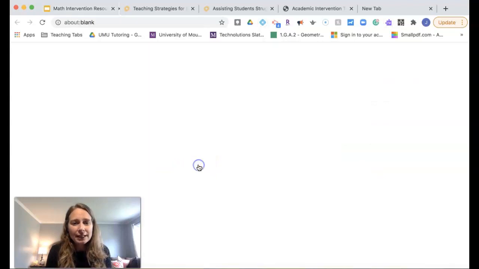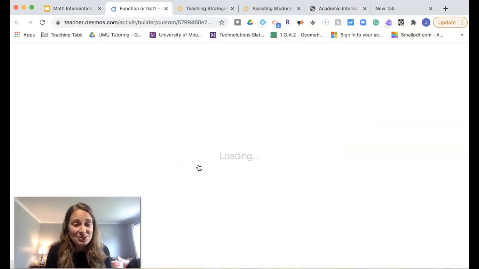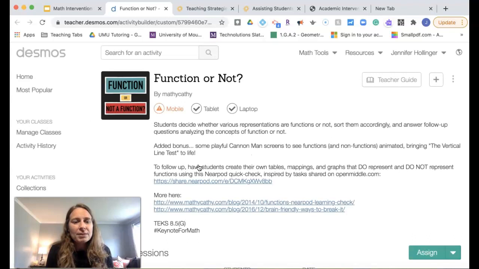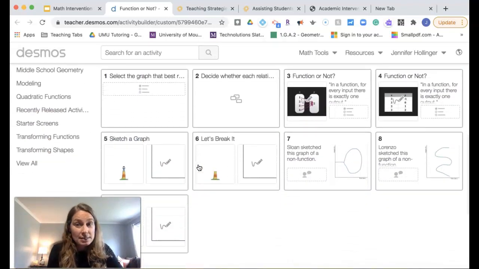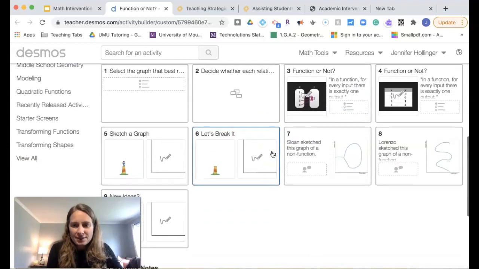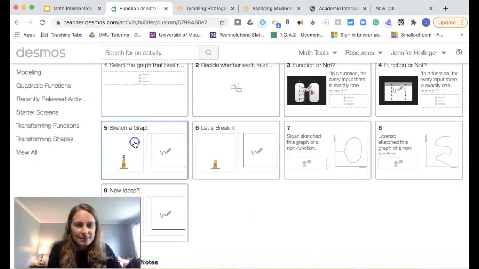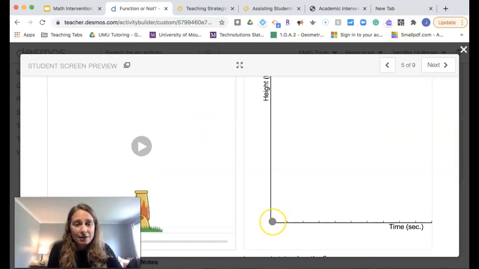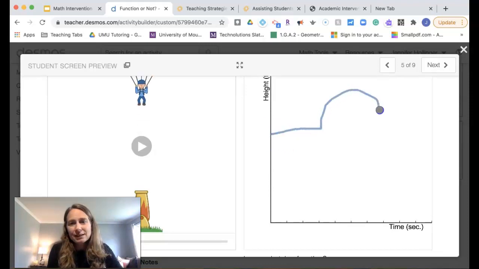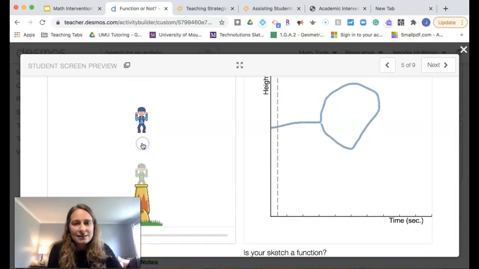So I'm going to go ahead and visit Desmos. This is the one I used for this student because she needed to see what a function was because she really was not understanding. And I loved this Desmos activity because it allowed you to sketch a graph, and then the person in the cannon would do whatever your graph was. So an example would be, you could do something like this, right? And then we can play that.